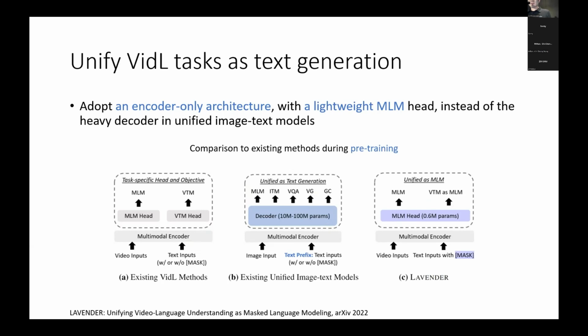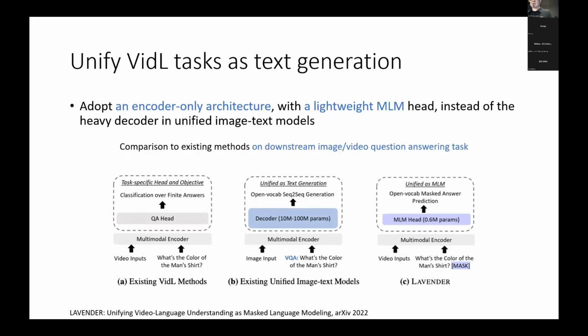And for the middle part, it's the existing image text modeling, with the unification done by a prefix to decide which kind of task the pre-training is currently trained on, and this type of model also requires a large decoder. For Lavender, they only need a simple MLM head, and then can do both types of MLM and VTM pre-training.